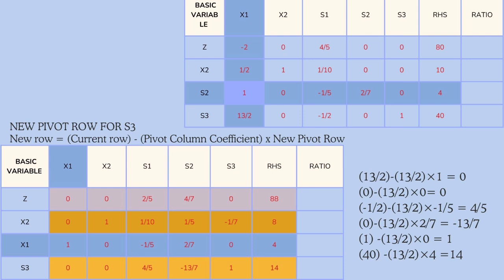So, next, ganun ulit, babalik ulit tayo sa umpisa. Aalamin natin yung pivot column or yung pagpili ng most negative coefficient. Pero this time, wala na pong negative sa ating Z or yung objective coefficient. So, meaning, pag wala ng negative, stop na tayo. Yun na yung time para huminto na tayo sa paggawa ng tableau.